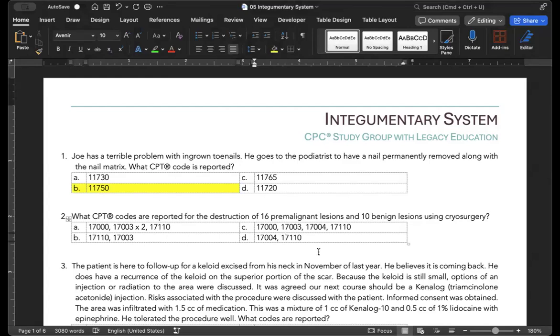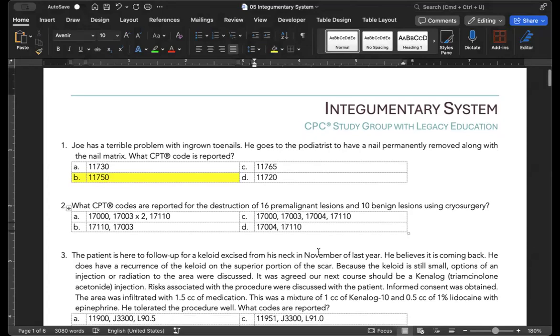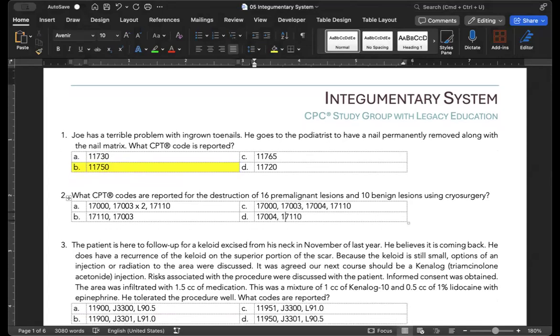Any questions on that one? Okay. Let's do number two.